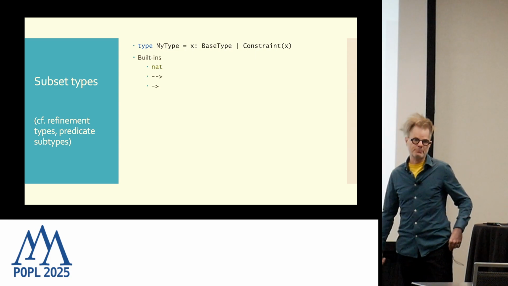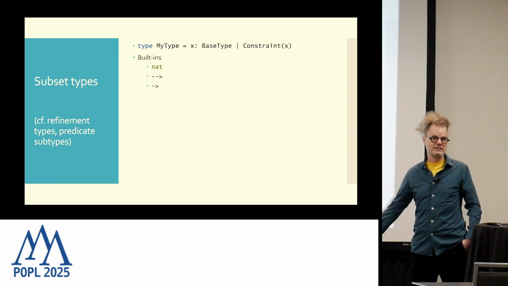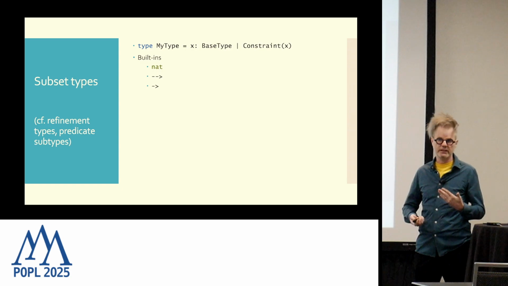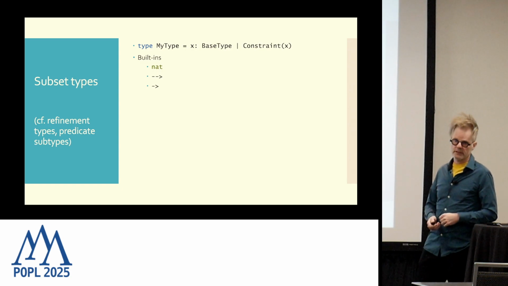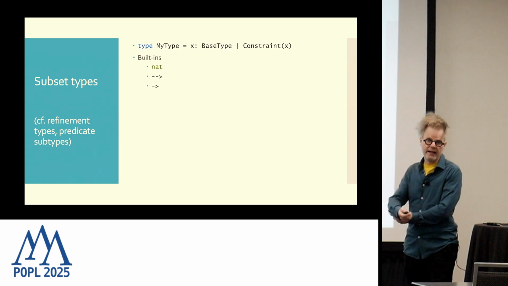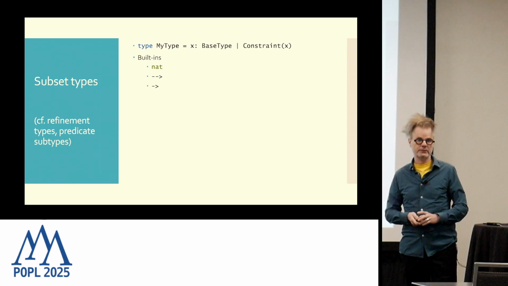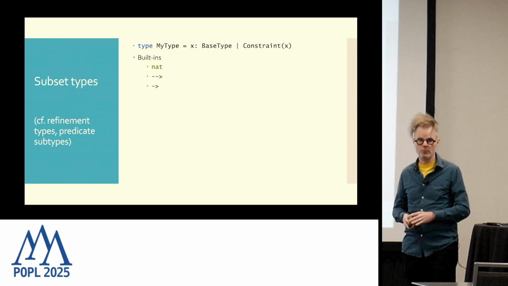So there are some built-in ones like nats. The natural numbers are just a subset type. They're not defined inductively in Dafny as you would find in some proof assistants like Agda or whatever. And there are some extra arrows like partial functions and total functions. They are defined actually as subset types over the more general arrows.